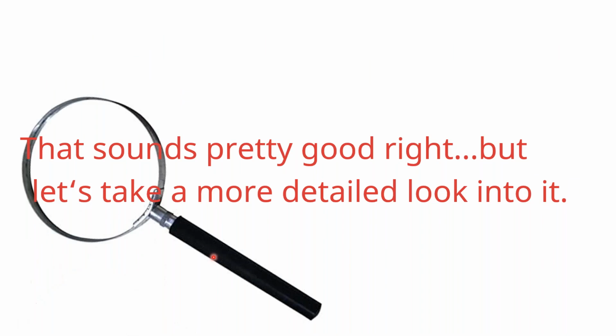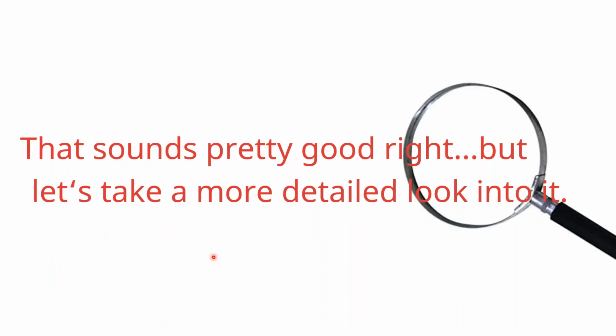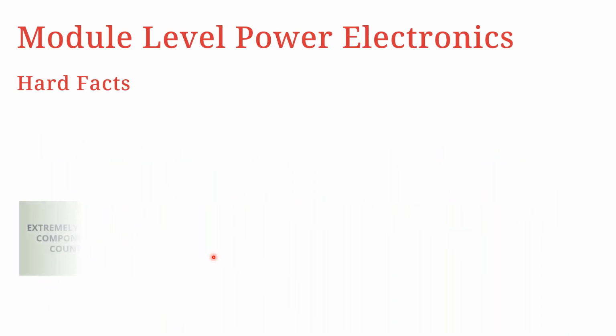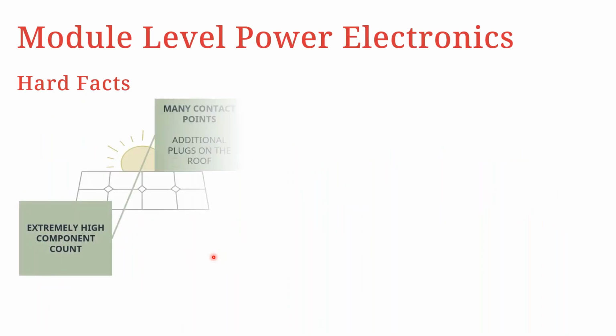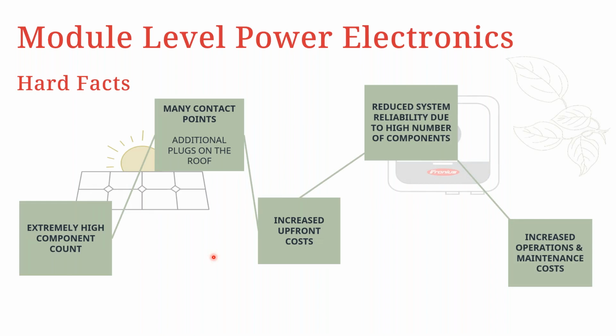That sounds pretty good, right? But let's take a closer look into it. Starting with the hard facts, it implies an extremely high component count, of course. There will be many contact points. In the case of roof installation, there will be additional plugs on the roof. There will be increased upfront costs, reduced system reliability due to the high number of components, and then, of course, increased operation and maintenance costs when it comes to OPEX.